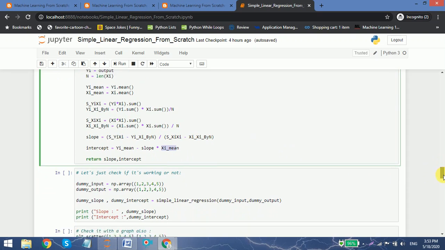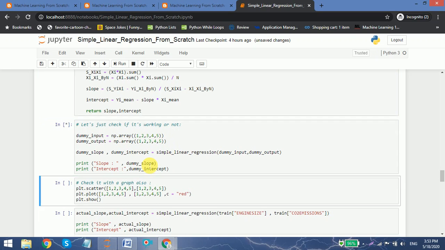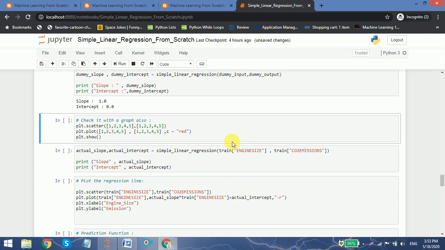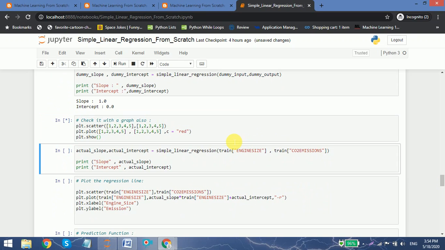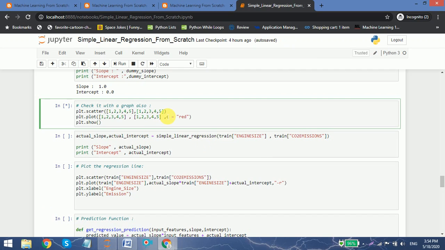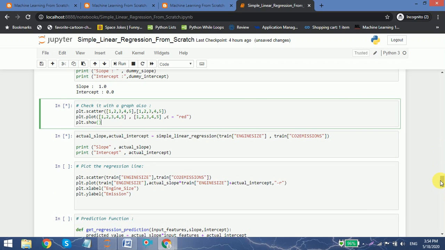Now we want to check that our function really works or not. So we are going to take dummy input and dummy output for a straight line, and let's find the slope and intercept for it. It is 1 and 0, so that is pretty accurate, because the points will be 1 1, 2 2, 3 3 and so on. So it's working. Now let's plot it on a graph also, so we can visualize it. I think it's going to take some time. I don't know what happened, but it's still taking some time.